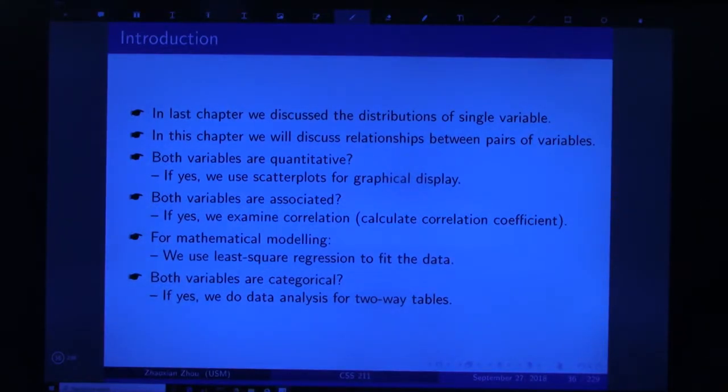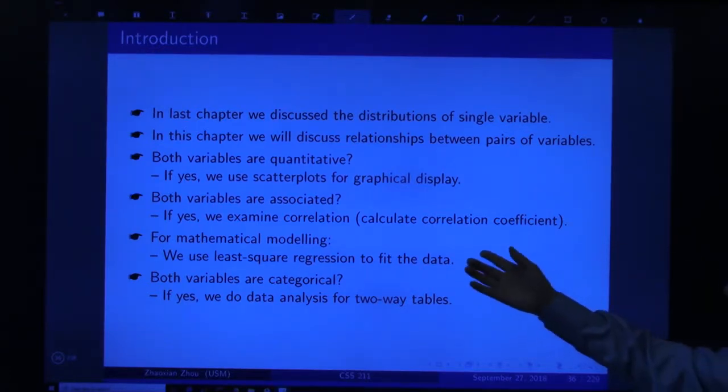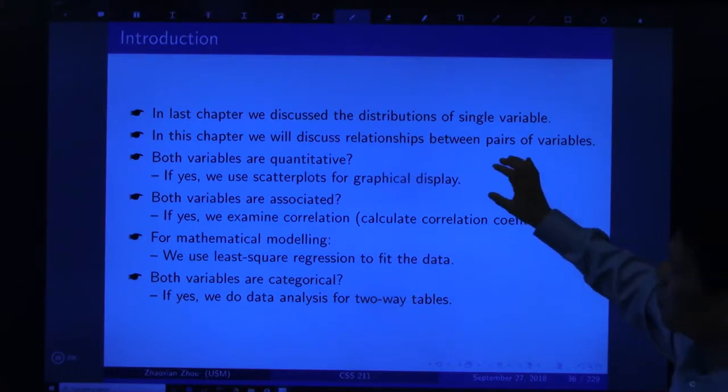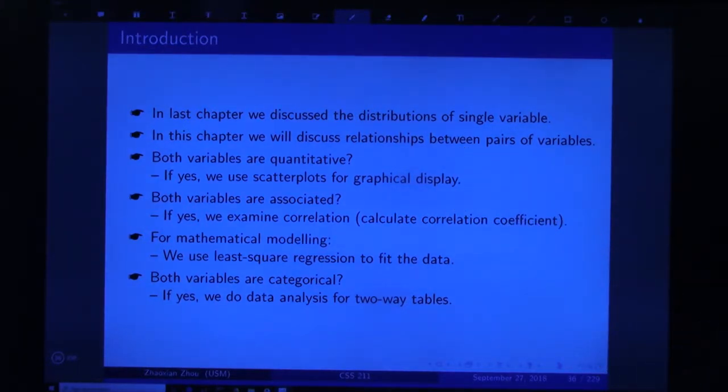In the last chapter, we discussed the distribution of a single variable. Now, in this chapter, we are going to discuss the relationships between pairs of variables. That means we have at least one pair of data. When we look at this data, we need to ask if both variables are quantitative. If yes, then we are going to use a scatter plot for graphical display. So that's the first topic we are going to discuss, scatter plot.